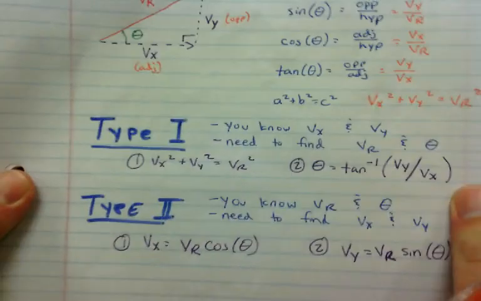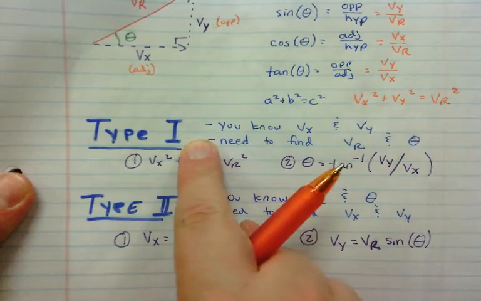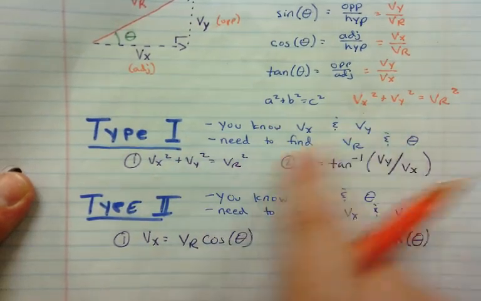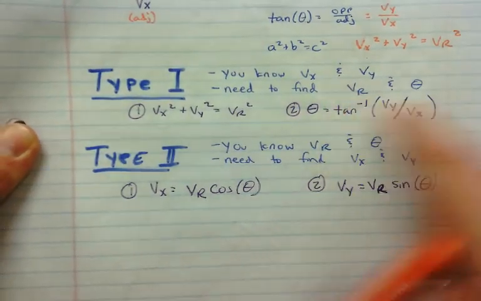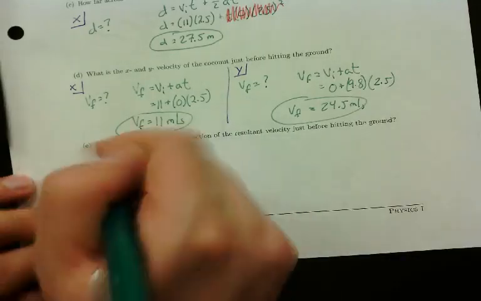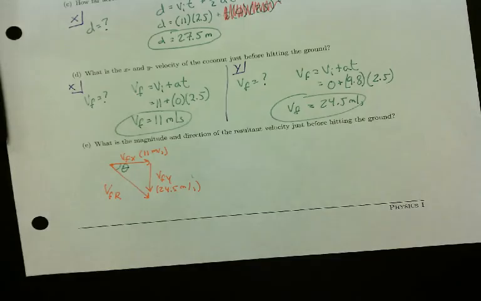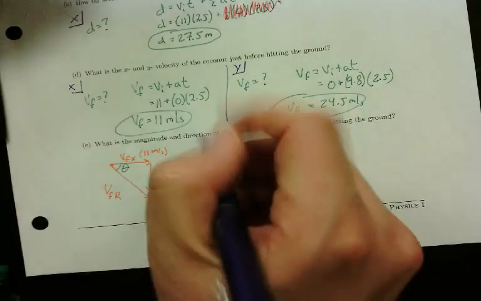Hopefully you found that it was type 1. Why? Because I know Vx and Vy. So I need to find two things. I need to find the Vr, that's the magnitude. And I need to find theta, that's the angle. So we're going to write down our two type 2 equations.